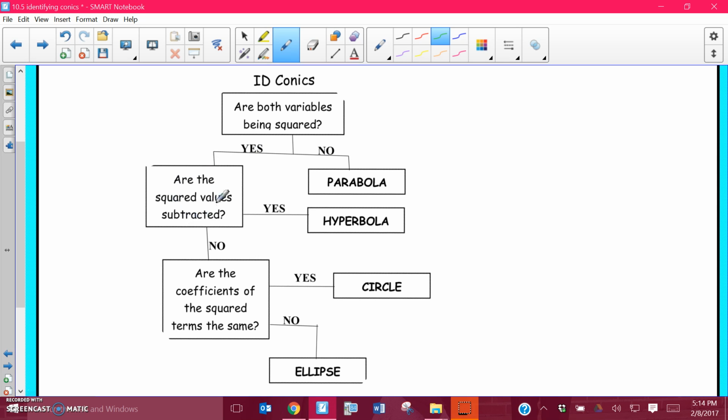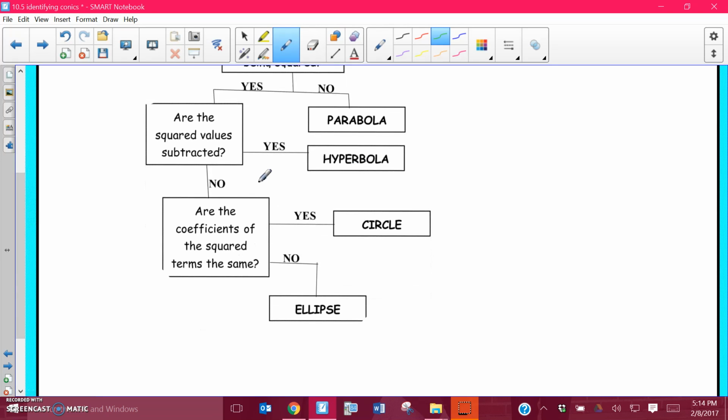So we look and see, is there a subtraction? Is there one positive squared value and one negative squared value? If yes, then that's a hyperbola. Remember, there's the minus sign in the hyperbola. If no, then we're going to look at the coefficients of those squared terms. If those squared terms have the same coefficient, like 2 and 2 or 4 and 4, then we have a circle. If they equal each other, it's a circle. And if they don't, then we have an ellipse.